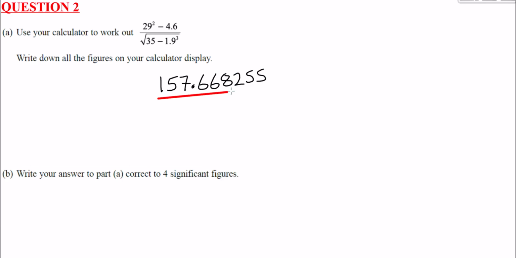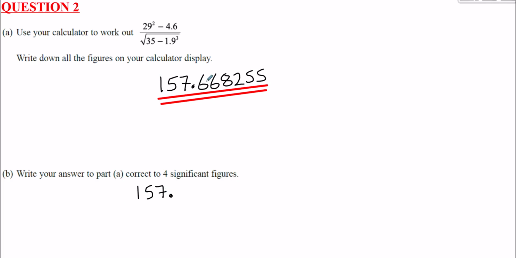Now part B is based on part A. It says to write your answer to part A correct to 4 significant figures. That means I need to keep 4 numbers counting from the first non-zero number. So starting from the 1, that's the first significant figure, second, third. The fourth significant figure is this 6. 1, 2, 3, 4. So the answer might be 157.6, you might think.